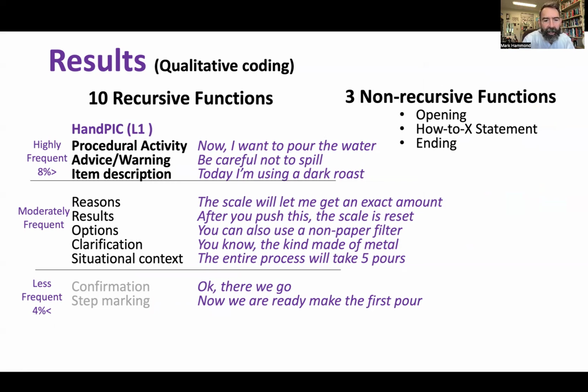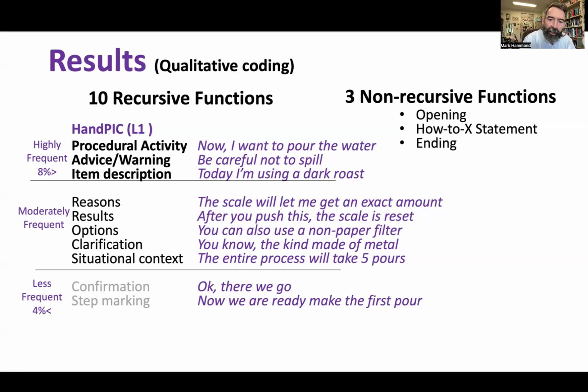Moderately frequent were things like reasons, like again with our coffee example, the scale will let me get an exact amount, so that's the reason why I'm using the scale. Results, after you do this, this will happen. Options, you could use a non-paper filter instead of the one I'm using.